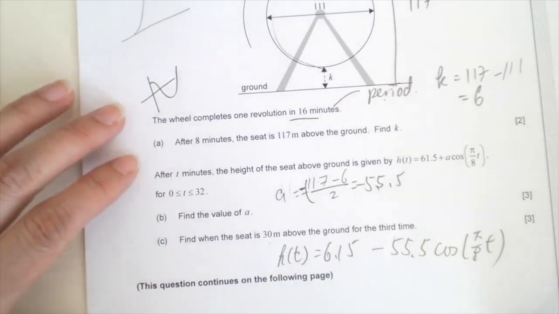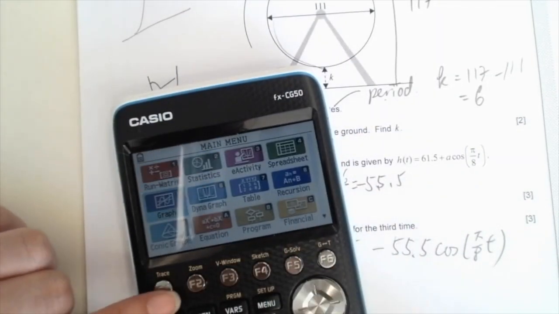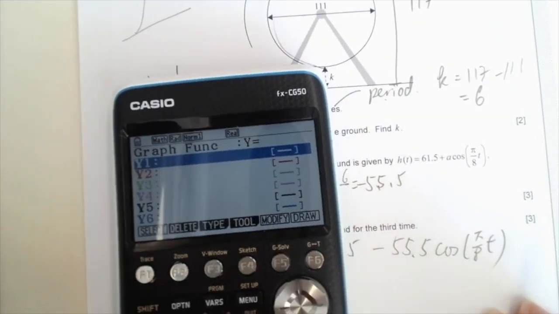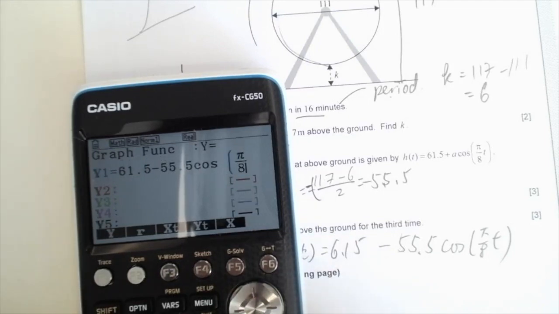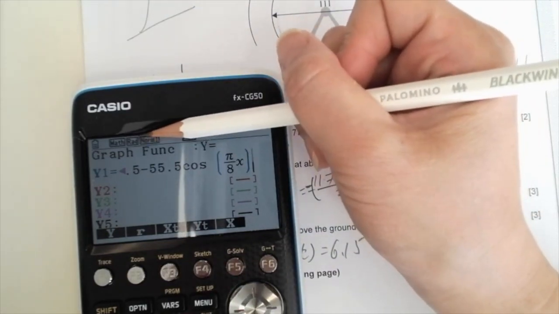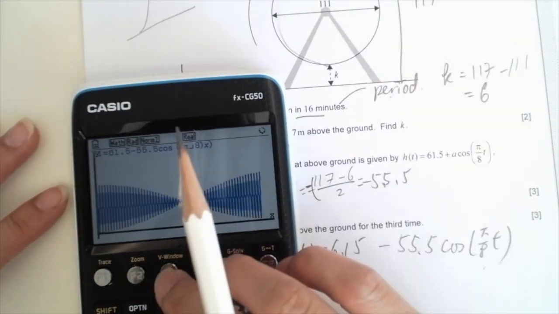Right, so now get back here, program and graph. If you don't want one, you can leave it and go to the next line, that's fine. 61.5 minus 55.5 cos bracket pi over 8 t. All right, double check, because this is radian, if there's a pi there, this is radian, I am happy. So I should get a curve.